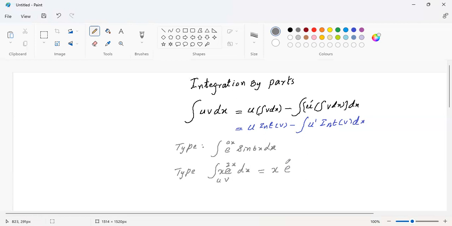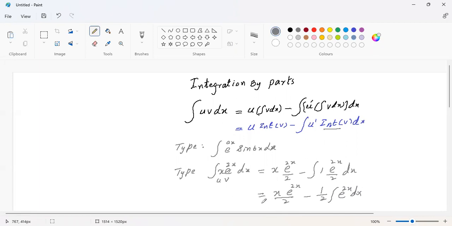The integration of e power 2x is e power 2x divided by 2. You know that the integration of e raised to the power is always e power 2x divided by 2, minus. Now we write the derivative of x, which is 1, and then write the integration of e like this formula. The integration of e is this, 2x divided by 2, into dx. So we write the integration, which equals e power 2x divided by 2 minus, take this 1 by 2 outside of the integration and write this as it is.